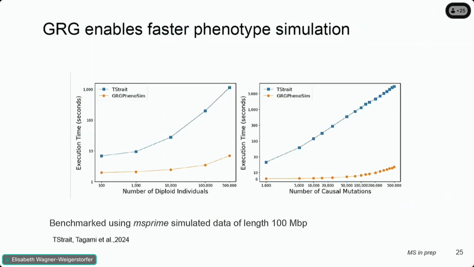Again, we compare with TS trait, that is an ancestral recombination graph-based simulator that was just published last year, and is supposed to be the fastest phenotype simulator. Compared to TS trait, we can see when the sample size is large or when the number of causal mutations is large, we are about a few hundred times faster than TS trait.